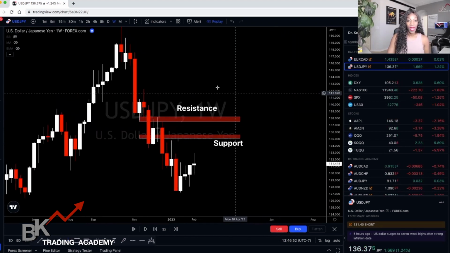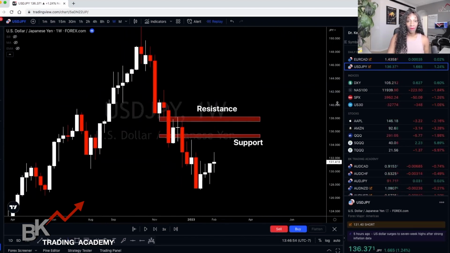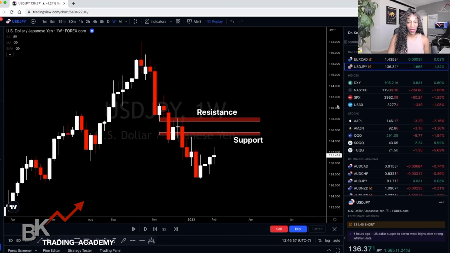So let's point out a few things on this weekly. The reason why I'm starting from the weekly time frame is that I'm a short-term swing trader. Even if you are a scalper or an intraday trader, the weekly and daily are excellent time frames to analyze, especially because they help you make wise decisions on the lower time frame.